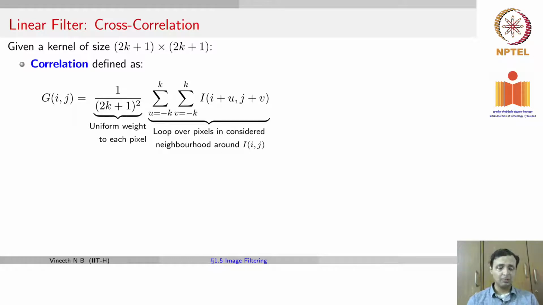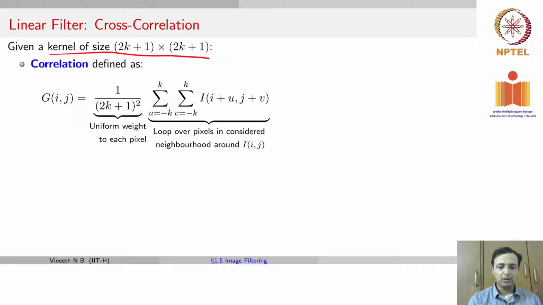So this operation that we saw on the earlier slide can be formally written as, if you had a kernel of size 2k plus 1 cross 2k plus 1. So in our case, if we took a 3 cross 3 filter, then k would be 1. Okay. And then we define this operation to be correlation because it's simply a dot product between two quantities.